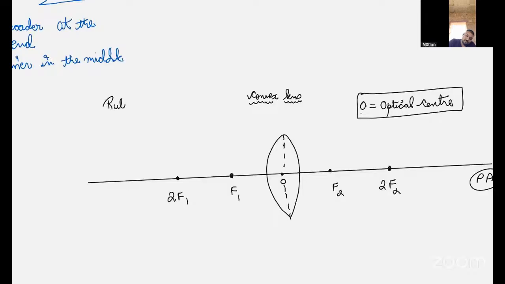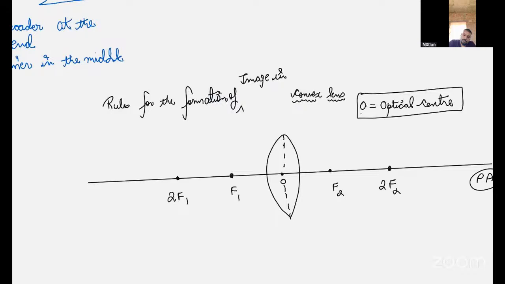Now put a heading: rules for the formation of image in a convex lens. We can do this thing, David, we can do this thing also. You know that, I can shift this to make space and then I can put this in between. Technology. Got it?